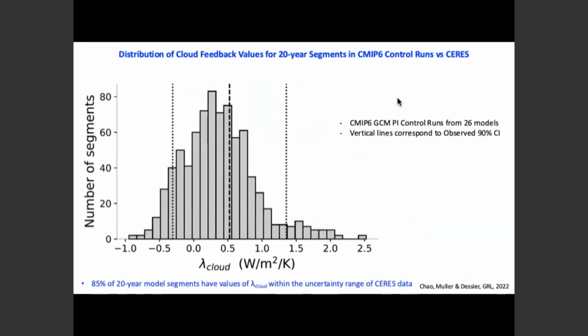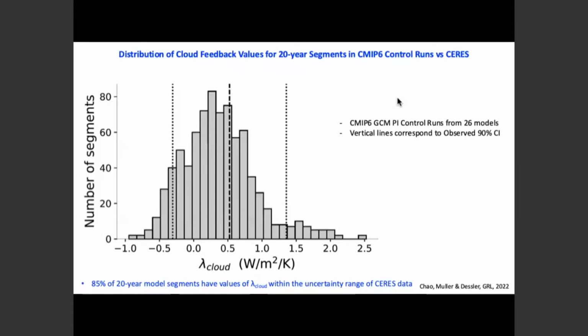Okay. Another study that's sort of interesting that just came out recently, I'm not sure if I'm pronouncing the name right, Chow. They looked at CMIP6 GCM pre-industrial control simulations from 26 models and looked at the distribution of the cloud feedback, lambda, and compared it with what they get from series. What they found was 85% of these 20-year model segments have values within the range of series, which is shown by this dashed line, and the dotted lines are the corresponding uncertainty. So this would say that the models are doing pretty reasonably well.